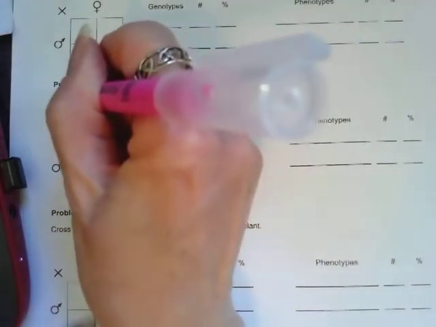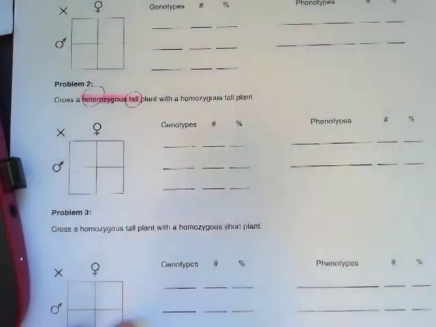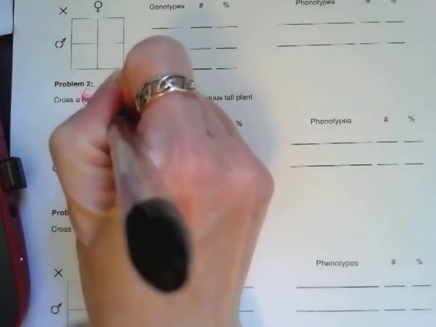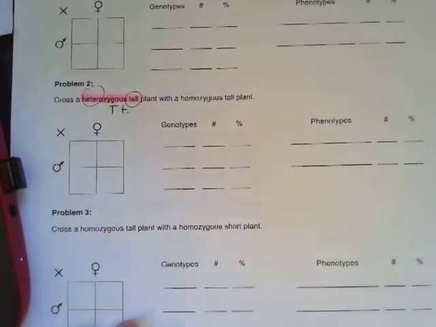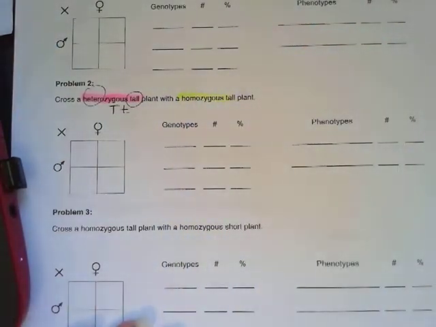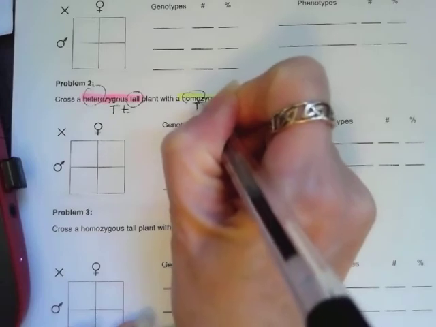genotypes. So we've got a heterozygous tall plant. Remember, hetero is different and tall is your phenotype. So one of them is going to be a capital T and a little t. So I'm just going to write that down so I don't get confused. And we're going to cross it with a homozygous tall plant. So that's going to have two of the same letters, okay, homo, and then it's going to be tall, so they're both going to be capital T's.